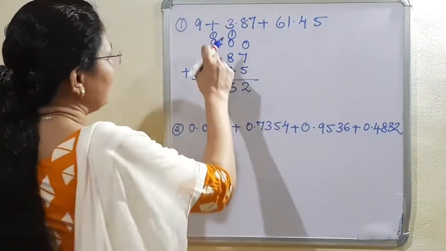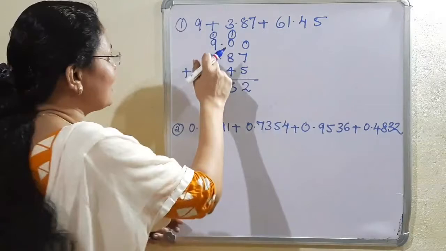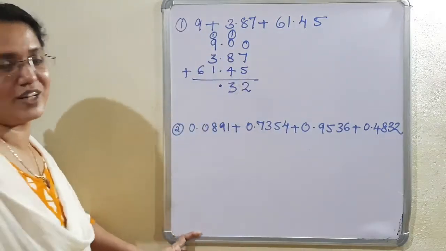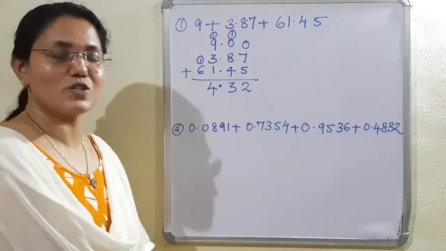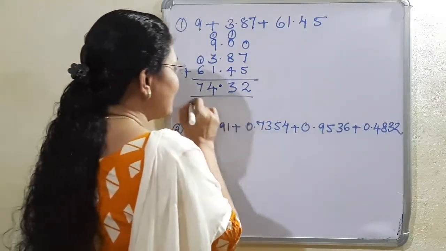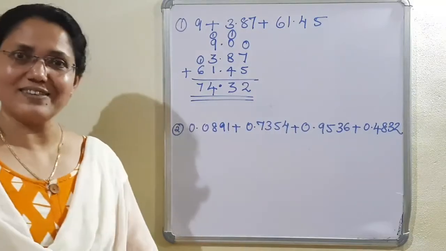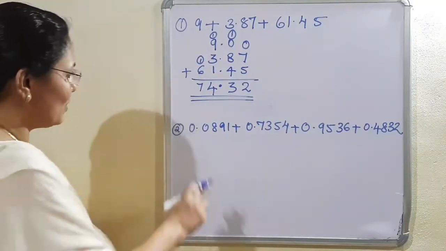Okay? Now 9 plus 1, 10. 10 plus 3, 13. 13 plus 1, 14. Okay. Now 1 carry over to the next place. 6 plus 1, 7. Now here the answer is what? 74.32. Okay. Now we can do the next question.